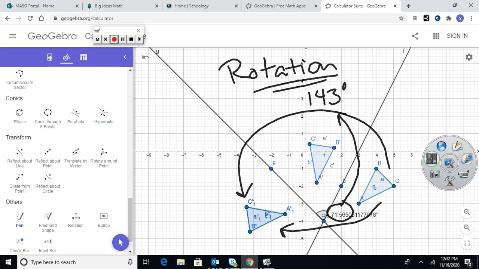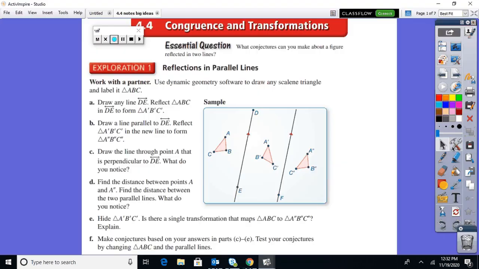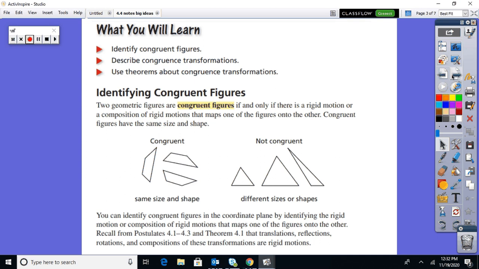So those are the two theorems that we're going to be talking about in our notes today, my friends. And you can pause and rewind the video anytime you need to see. That's exploration 1 and 2.